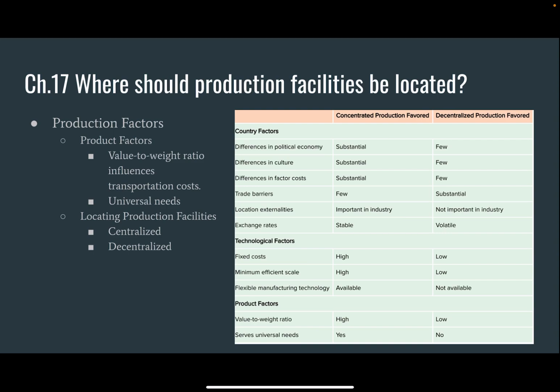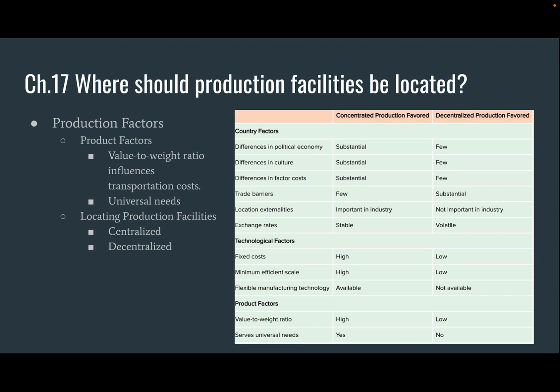Another one would be product factors, like value to weight. Many electronic items are low in weight but expensive to make due to the chips and the software that they have inside of them. Without managing this, businesses can lose billions in sales.